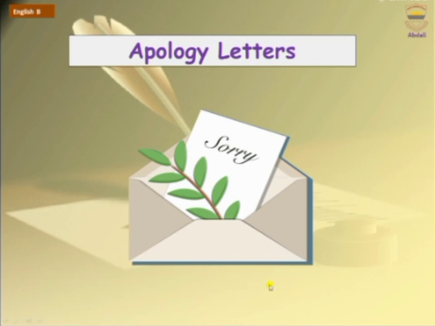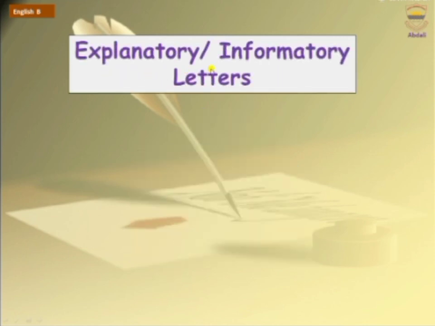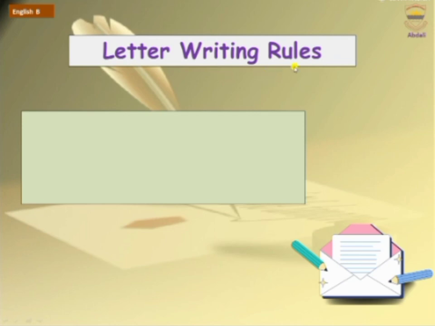What are apology letters? An apology letter is a physical document or email that acknowledges a mistake, expresses regret, and asks for the recipient's forgiveness or patience. The last one is explanatory or informatory letters. What are these letters? Explanatory letters are intended to make people understand something by describing it or giving the reasons for it.